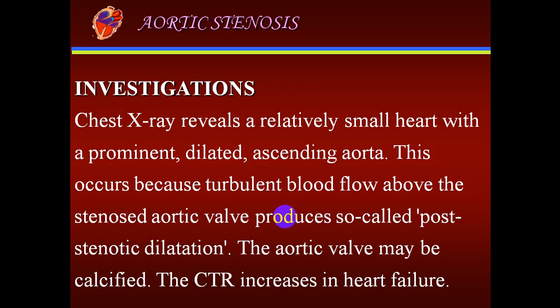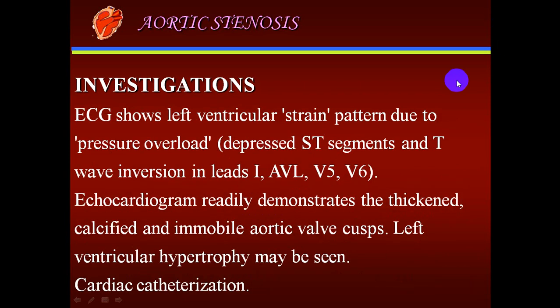Investigation: chest X-ray reveals a relatively small heart, if it is pure, with a prominent dilated ascending aorta. This occurs because of turbulence of the blood flow above the stenotic aortic valve, producing what is called post-stenotic dilatation. The aortic valve may be calcified. The cardiothoracic ratio increases in heart failure or combined valve disease. ECG shows a left ventricular strain pattern due to the pressure overload, depressed ST segment, and T-wave inversion in leads I, aVL, V5, V6 precordial leads.